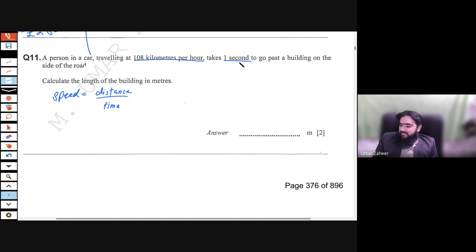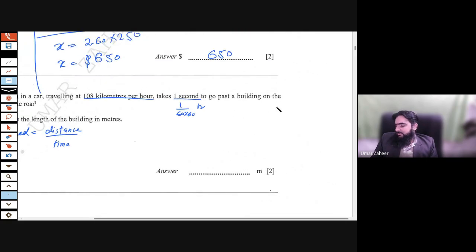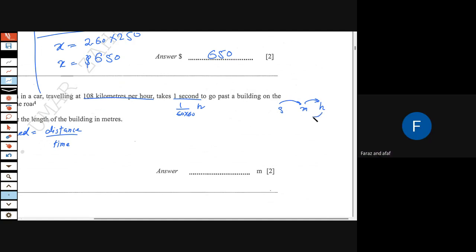Let's convert the seconds into hours. So we have to divide by 60 multiplied by 60, because 60 seconds make 1 minute and 60 minutes make 1 hour. When you are moving from seconds to minutes and minutes to hours, you divide: from seconds to minutes you divide by 60, and from minutes to hours you divide by 60.